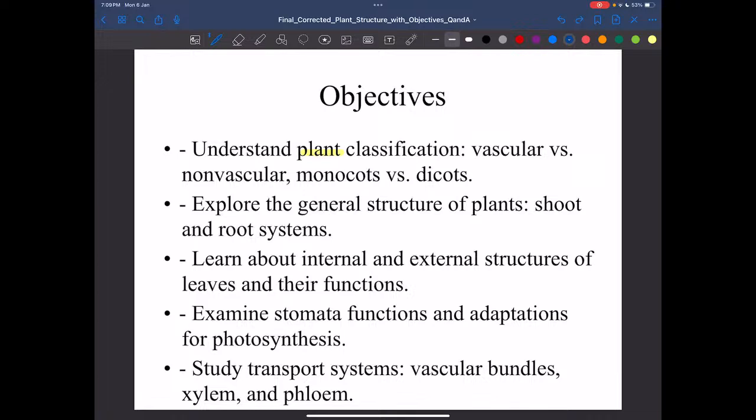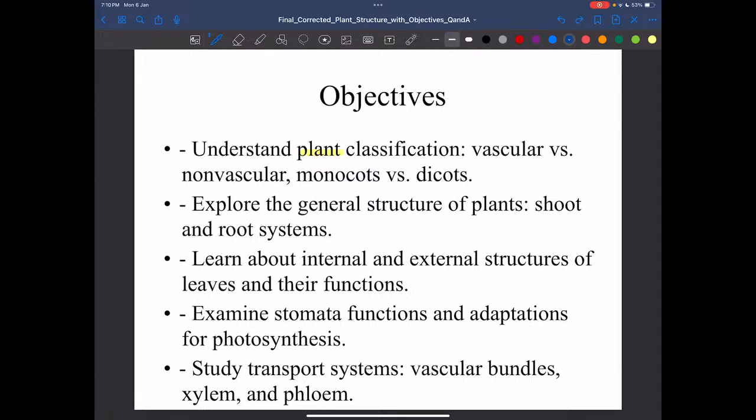Then we're going to be looking at the structure of plants. As we all know, plants are living organisms. Since they are living organisms, they contain organ systems, organs, tissues, and cells. We're going to be looking at two organ systems, which are the shoot system and the root system. And then we're going to be looking at the different organs, such as the leaf. The leaf is an example of a plant organ. We're going to be looking at its internal structure and its external structure.